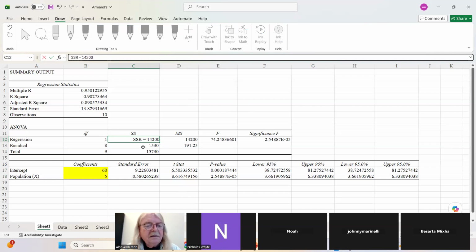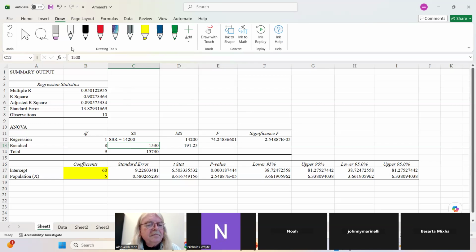I like that. The only problem is it might interfere with the calculation. Oh no, I see what they did. All right, so it's fine.